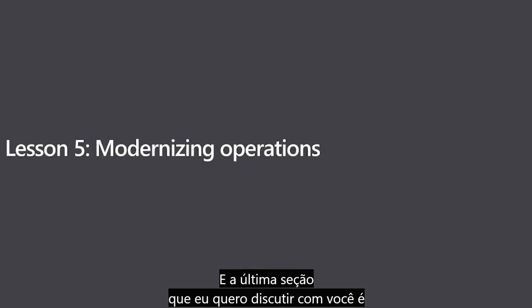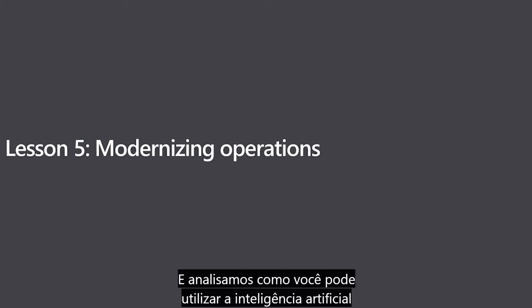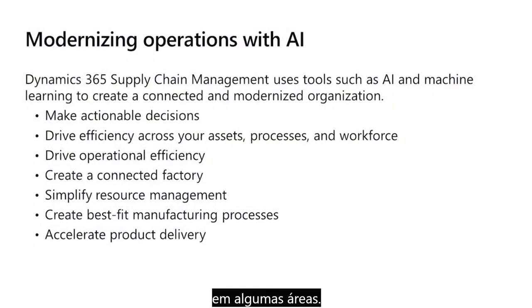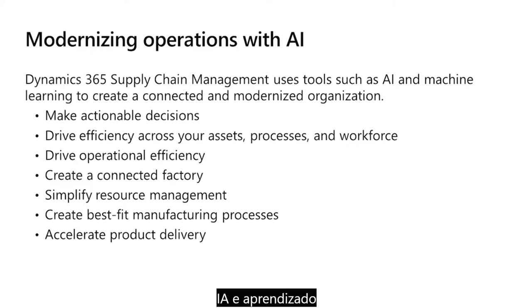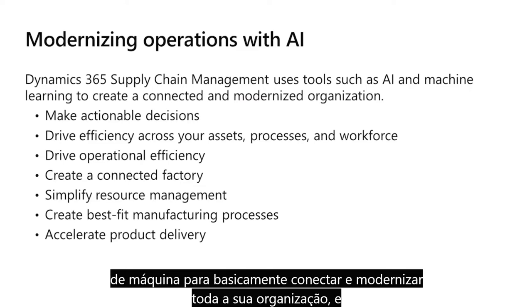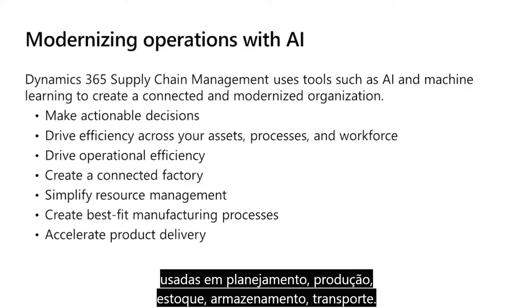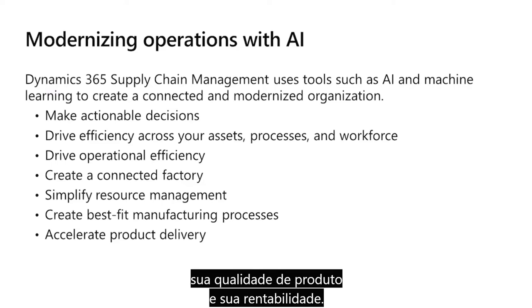And the last section that I want to discuss with you is the way that you can actually modernize your operations using artificial intelligence. We've looked at how you can utilize artificial intelligence in some areas, but Dynamics 365 Supply Chain Management uses AI and machine learning to basically connect and modernize your entire organization. We see AI and IoT being used in planning, production, inventory, warehouse, and transportation, all of which is there to maximize your operational efficiency, your product quality, and your profitability.